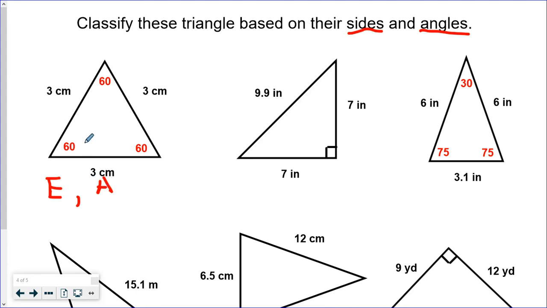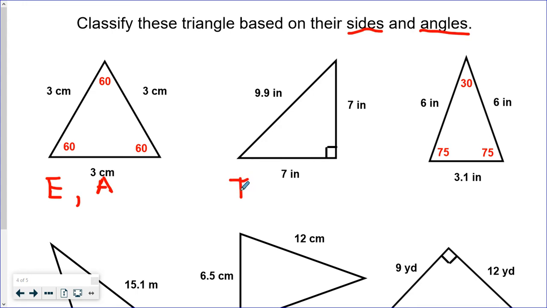So the answer here would be an equilateral triangle and an acute triangle. Got to have two different answers. Let's come over here. Again, let's base this one upon its sides. As I look at the sides, I notice that two of them are 7s, and the third one is 9.9. Well, if two of the sides are the same, we would call that an isosceles triangle.